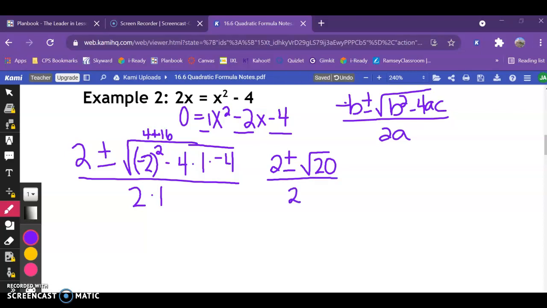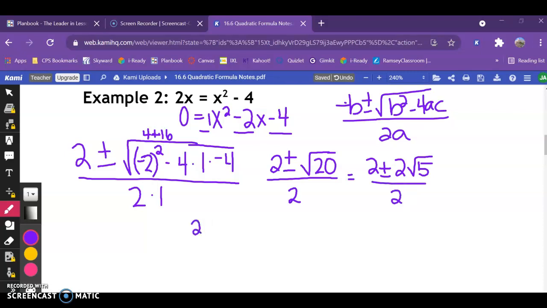Now we need to break these apart, and we need to simplify the square root. It's not a perfect square, but I can break it down into 5 times 4, and 4 is a perfect square, so that would go out front. So I would have 2 plus or minus 2 square roots of 5 over 2.